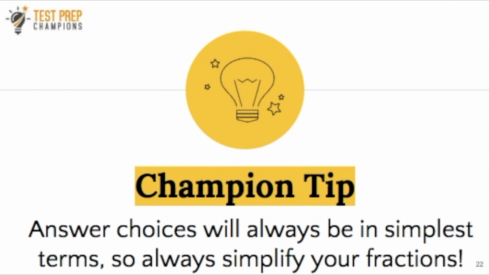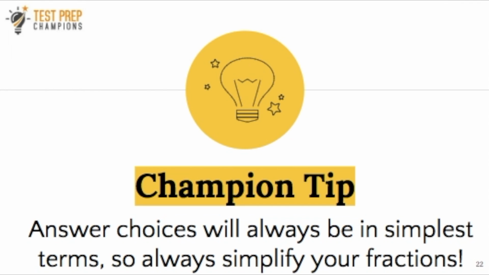So when you're looking at a multiple choice question, if it has to do with fractions and you do the math and get a certain answer, but you look down below at the multiple choice answer choices and you don't see that fraction down there and you think, what did I do wrong? You might not have done anything wrong. You might just not have simplified your fraction.